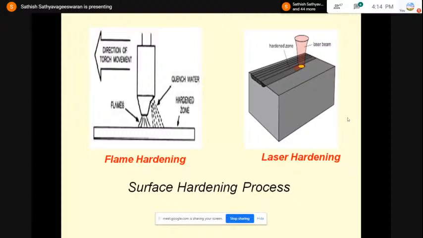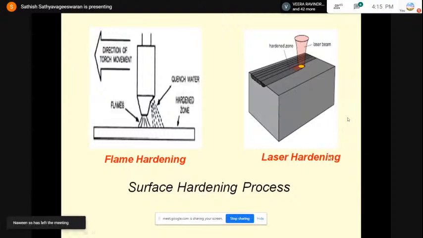Another important process is the surface hardening process. So here I am showing you the flame hardening as well as laser hardening. So if you look at the flame hardening, you will be having a base material to be hardened. So you are going to heat the surface of the material by means of oxyacetylene flame. And once you are heating by means of oxyacetylene flame, the surface of this region will be taken to the austenitic zone. And later on, if you are applying quenchant, the austenite will be transformed to martensite, and as a result, your material gets hardened. So that is referred to as flame hardening.